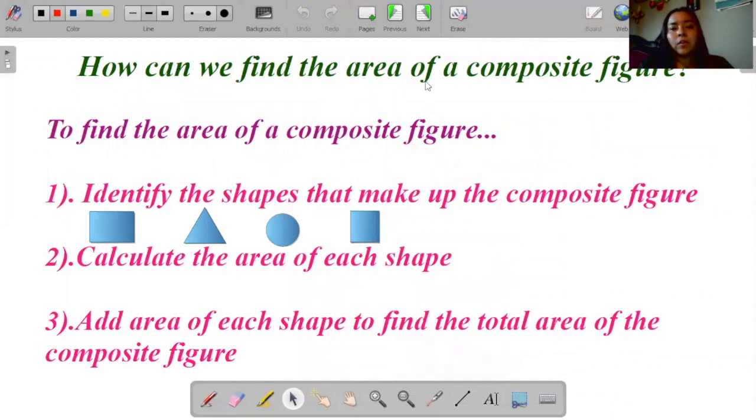So how do we find the area of a composite figure? First, we have to identify the shapes that make up that composite figure. So it can either be rectangles, triangles, circles, squares, and so on. Then we have to calculate the area of each shape. And finally, we have to add the area of each shape to find the total area of the composite figure.